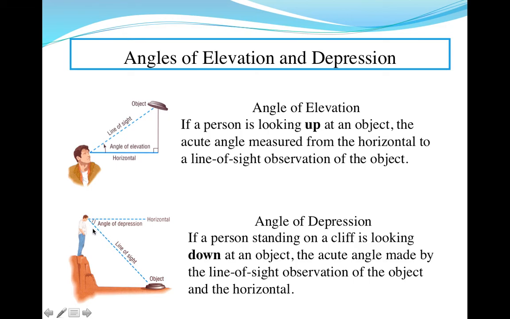Please be careful with this. A lot of times students will try to make the angle between the person and the line of sight the angle of depression. This is not the angle of depression. The angle of depression is if he was looking straight forward, his horizontal line of sight, and then he looks down, the angle between those two lines of sight is the angle of depression.